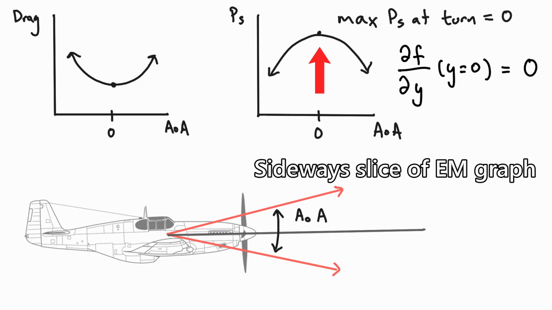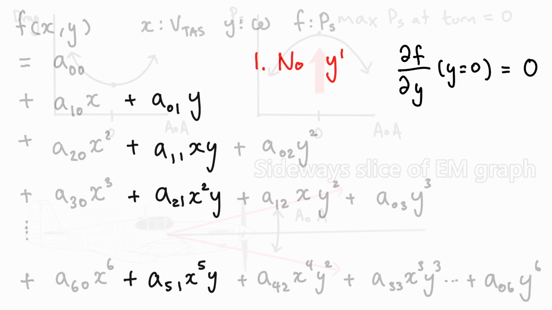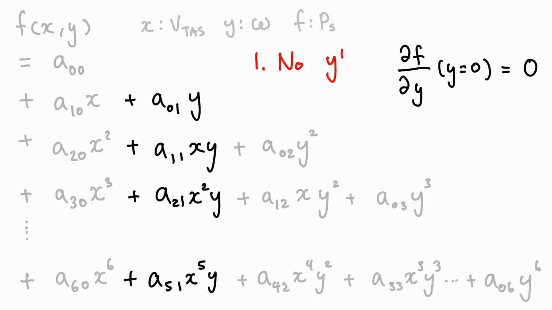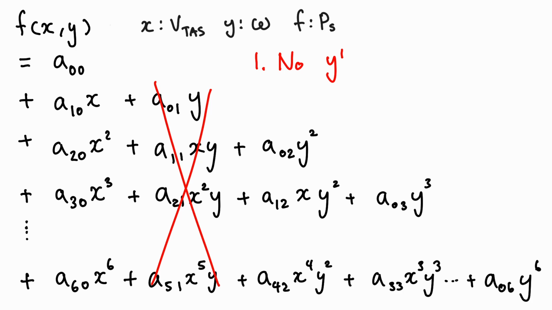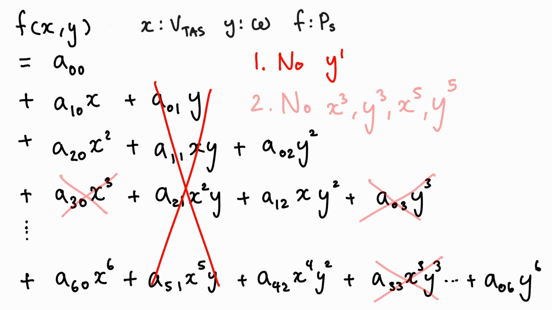In essence, the partial derivative of the curve fit function with respect to y should be 0 when y is equal to 0. We can see that when we take the partial derivative with respect to y from the hexic function, the only term that remains at y equal to 0 is when y has a first order. So we can basically remove all of these terms by setting the coefficients to 0. Secondly, I removed all terms of x or y with orders 3 or 5 to remove any odd function behavior.